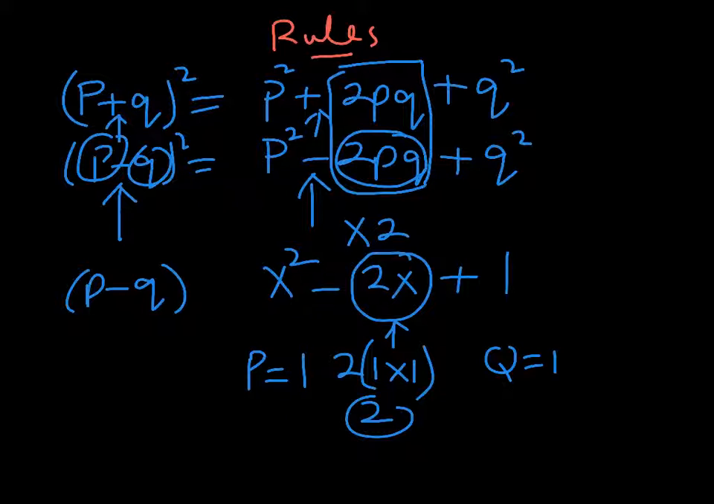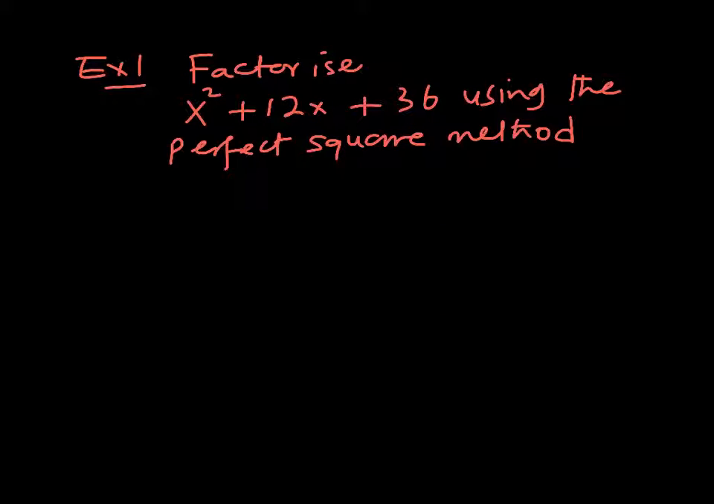So that's the whole essence. When you multiply the P and the Q together, you always get the value in the middle divided by 2, that is, the middle term is 2 times PQ. The difference between the positive and the negative form is that there's a positive sign for the positive form and a negative sign for the negative form. Now let's look at a few examples. Factorize x squared plus 12x plus 36 using the perfect square method.